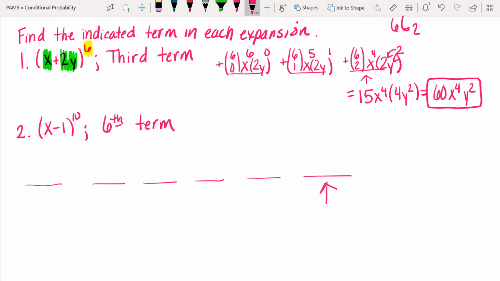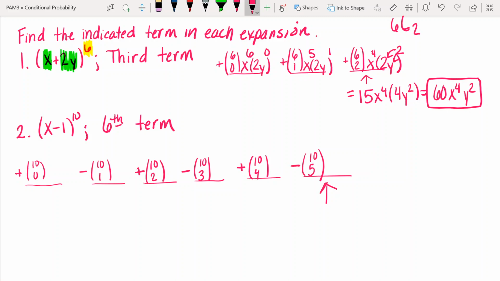Since it was to the 10th power, it starts off with a 10, 0, 10, 1, 10, 2. I know some of you probably don't need to do all these steps, but I do, and I'm sure there are those of you out there that will do all these steps. So I need my combination of 10C5. Now notice it's negative. That means the first term's positive, and then it alternates. So our term is going to be negative.